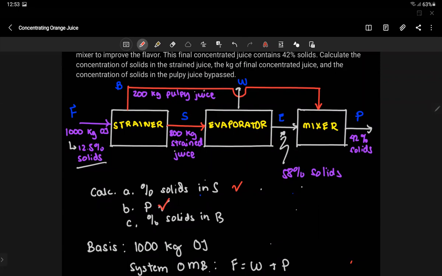So A and B tapos na. Yung sinalang, which is percent solids in B. Paano yan? So of course, you need to have a material balance. You need to perform material balance calculations in a unit na involving the bypass stream. Okay? Kasi hinahanap natin yung solids sa B. Okay? So ilan daw yung solids dito sa bypass stream? So malamang, kailangan mong gamitin yung either the strainer or the mixer. Okay? Kasi sila yung mga unit na naka-involve yung bypass stream. So let me probably use the mixer. Okay? So let's consider the mixer.